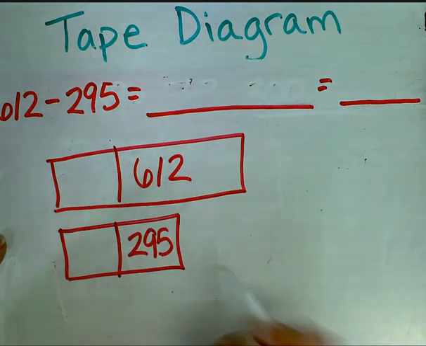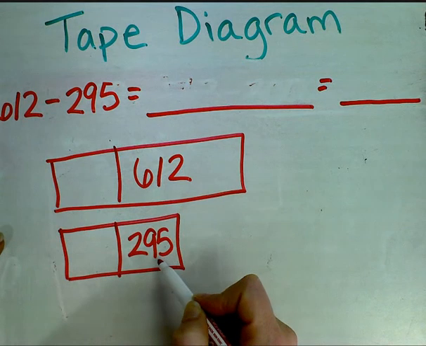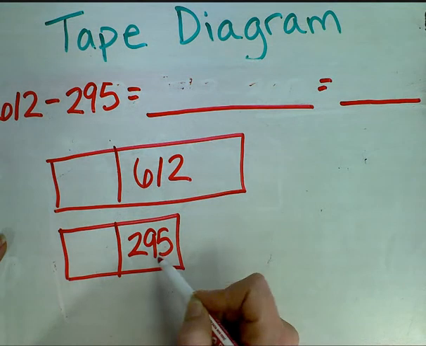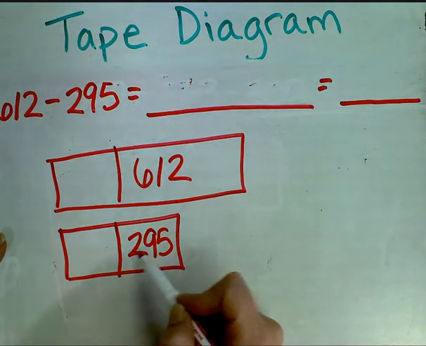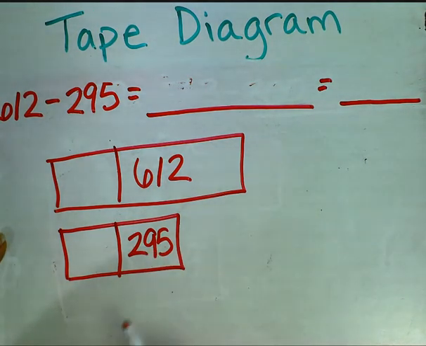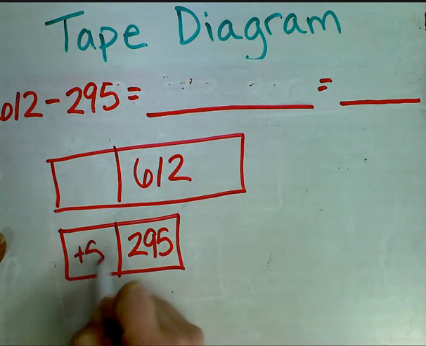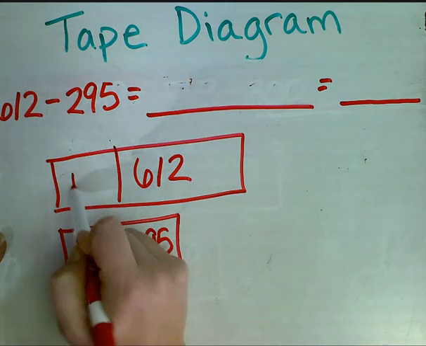We're going to look at that smaller number to see how much we should add to make it to the next group of 100, or group of 10 if you're using 2 digits. So 295 is 5 away from 300. So I'm going to add 5 to it, and I must also add 5 to that first number.